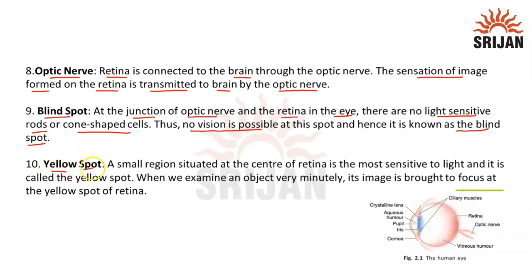Last is the yellow spot. A small region situated at the center of the retina is most sensitive to light, and it is known as the yellow spot. When we examine an object very minutely, its image is brought to focus at the yellow spot of the retina. And that was all about the construction of the human eye. I hope this topic is clear to you. Thank you.